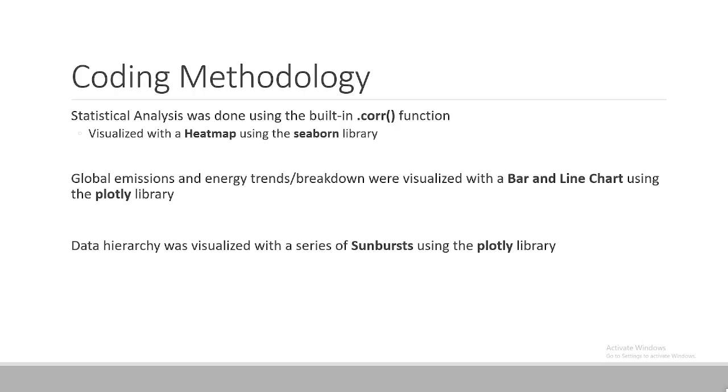So the coding methodology can be broken down into three distinct categories. The first one being statistical analysis, which was done using the built-in .corr function. Visualization was then generated with a heat map using the Seaborn library. Next, global emissions and energy trends were visualized with a bar and line chart using the Plotly library. And finally, we looked at the data structural hierarchy using a series of sunbursts, once again with the help of the Plotly library.